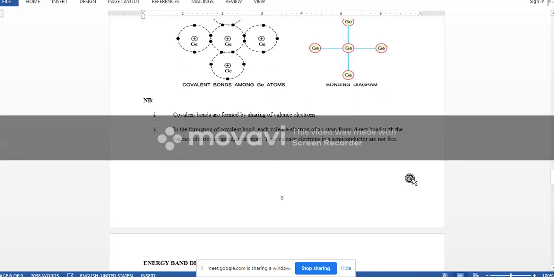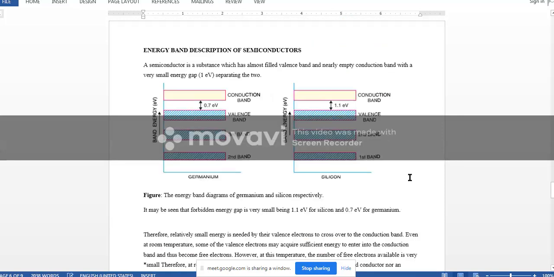From there we mention the energy bands in semiconductors. We find that there are 3 energy bands. First one, we have the valence band. Second one, we have the conduction band. And then we have the forbidden energy gap.